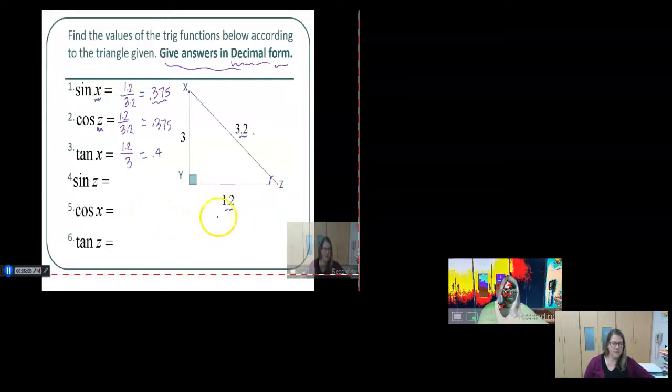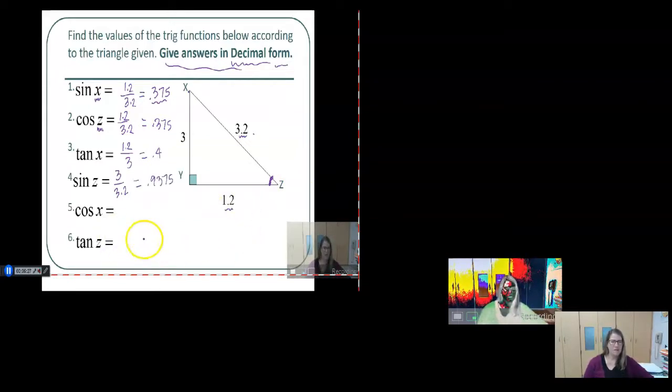Sine z. So again, now I'm looking at z here as my reference angle. The sine of that angle would be the opposite, which is 3, over the hypotenuse, which is 3.2. And 3 divided by 3.2 is equal to 0.9375.